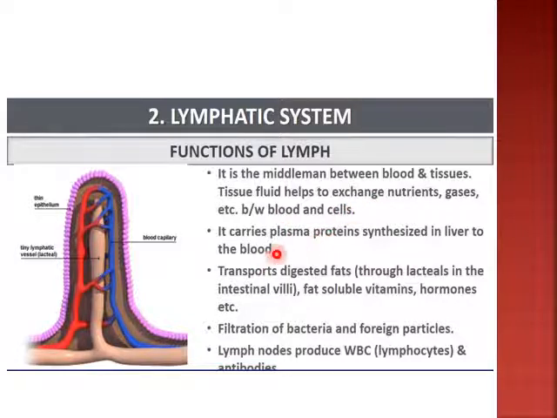It carries plasma proteins synthesized in the liver to the blood. It transports digested fat to the lacteal, which is the largest lymph vessel in the intestinal villi, along with fat-soluble vitamins and hormones. It also filters bacteria and foreign particles. Lymph nodes produce WBCs, that is lymphocytes, and antibodies.